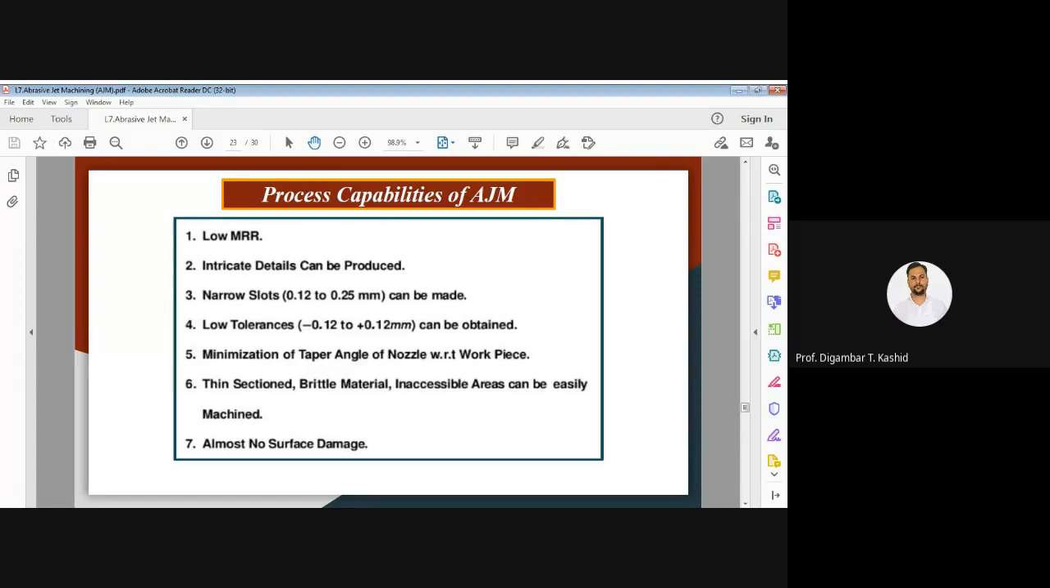The workpiece is always in contact with the air, so there is no heat generation. The rise in temperature using this process is very low as compared to other processes, so we can say there is no thermal damage to your workpiece surface. Also, no large forces act on that portion, so there is no mechanical deformation of your workpiece. So these are the process capabilities.